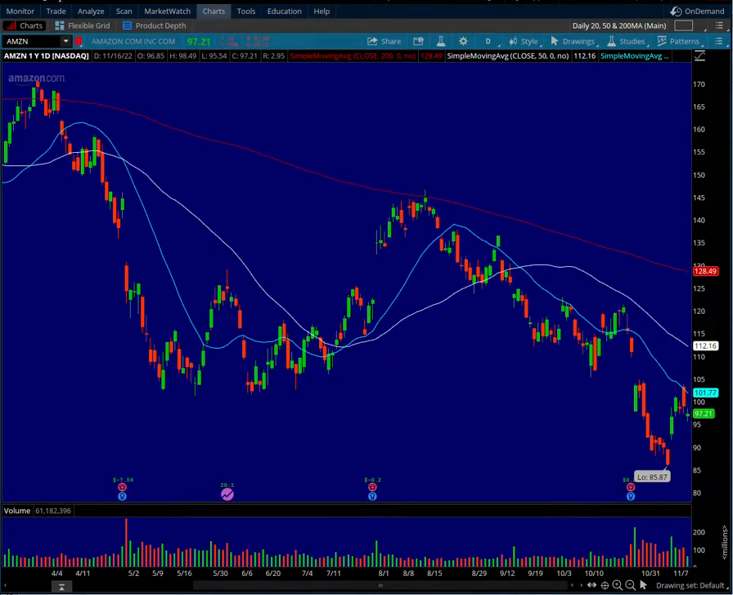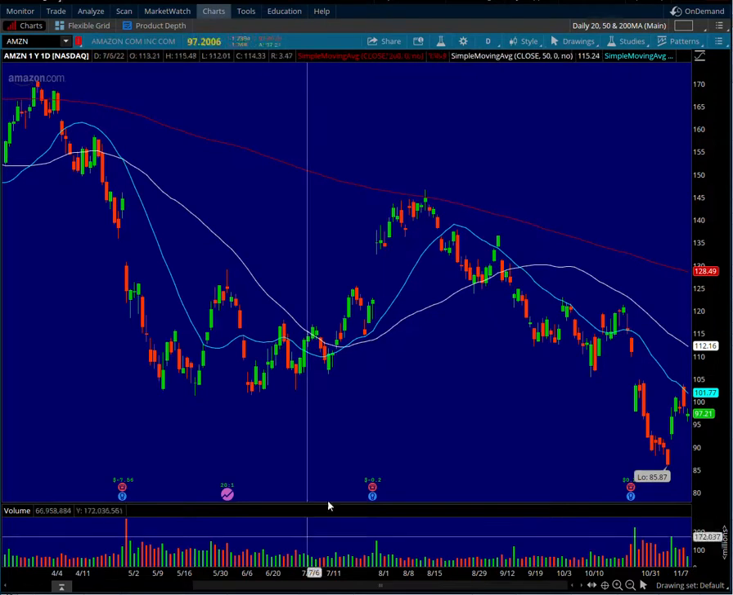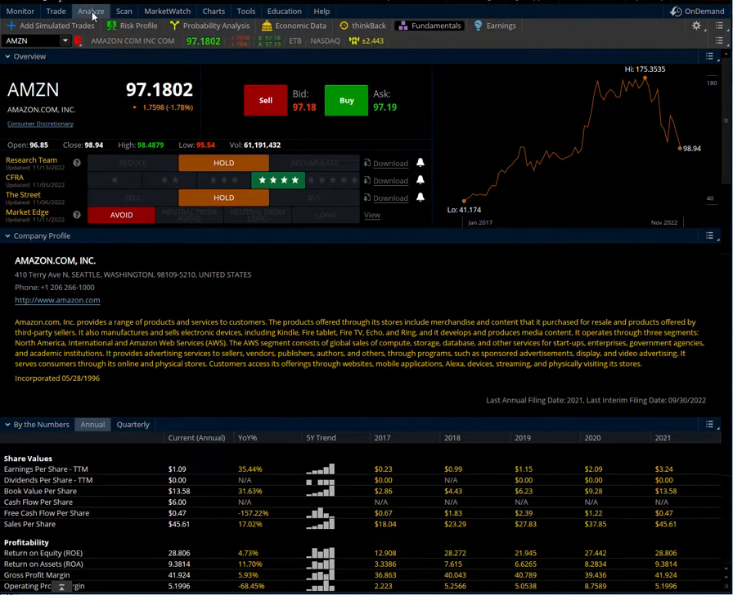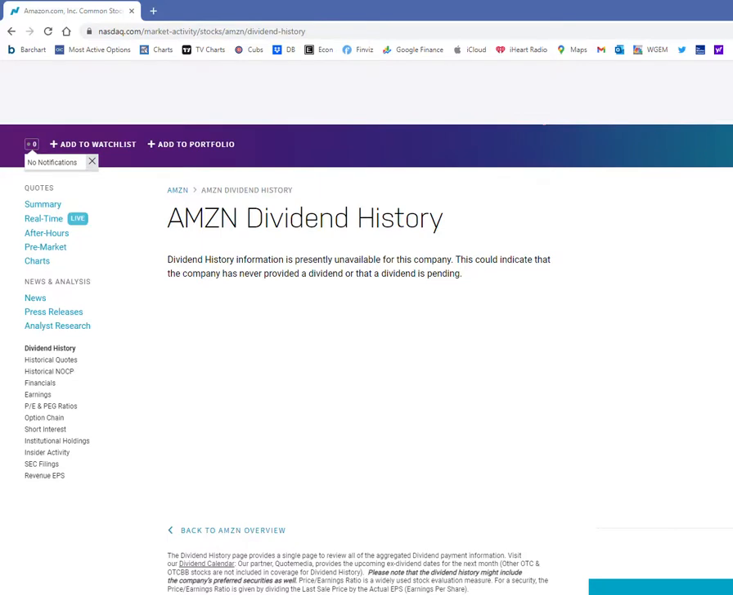Now, I know my friend likes stocks that pay a dividend, but unfortunately, Amazon does not. We'll bring up the Analyze page here on Thinkorswim, and we see that there are no dividends. And here's another site I like to use. I like to use NASDAQ. Just Google up NASDAQ and the stock and dividend. So there's no dividend history here. So how in the world are we going to get Amazon to pay us a dividend when they don't pay a dividend?